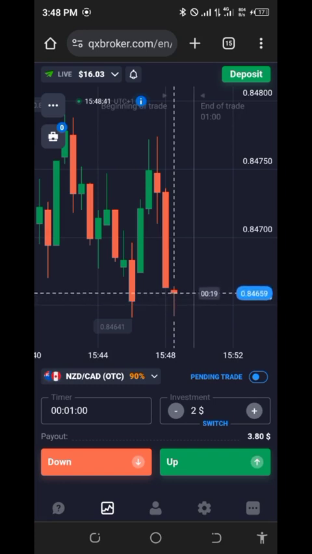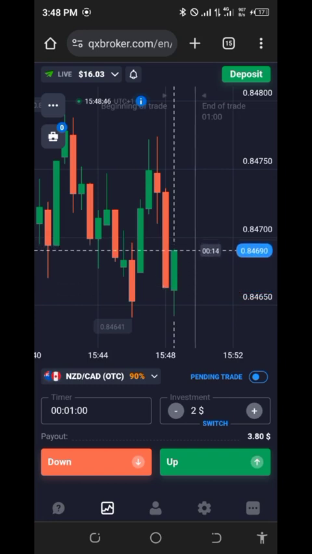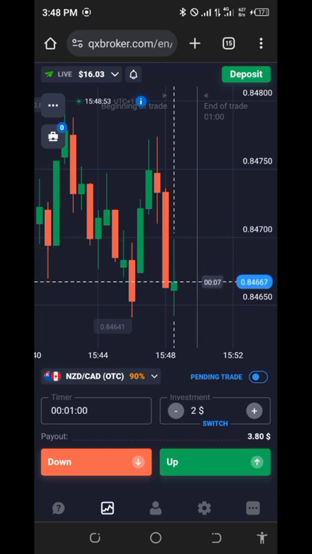All right, so once you select all of this and it is set, what you have to do is click once the signal drops. It will tell you whether you are going to put up or down. So you just have to click up or down, and when the trade finishes, you get your gain.